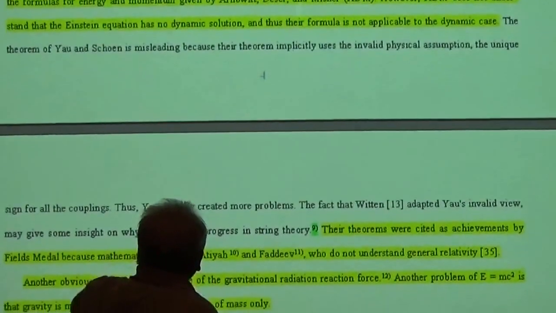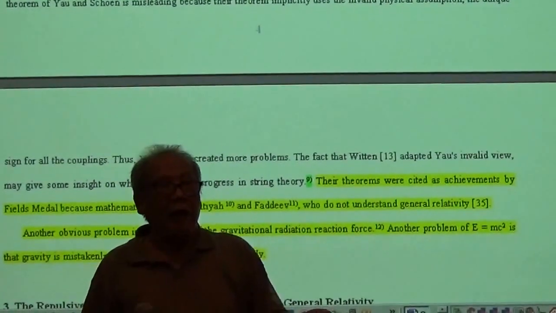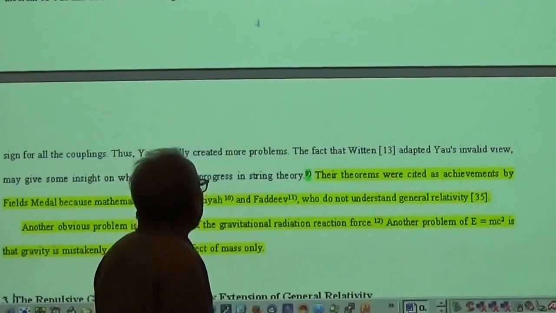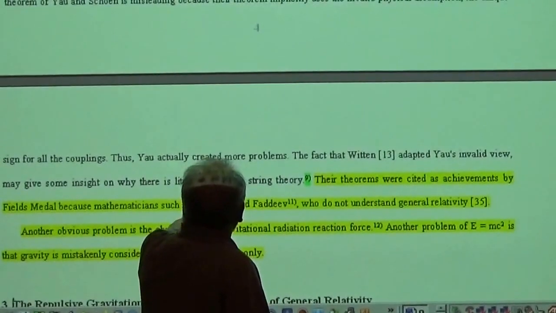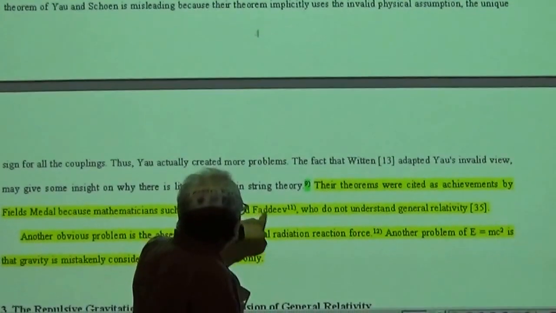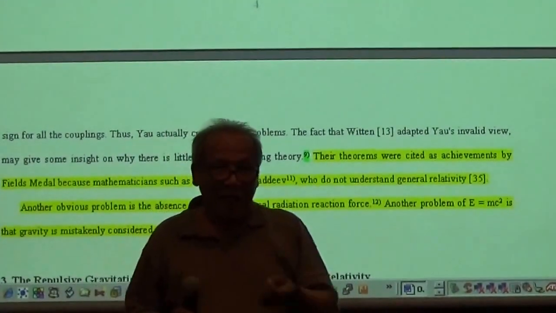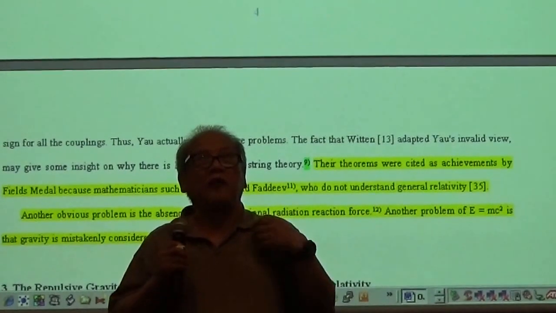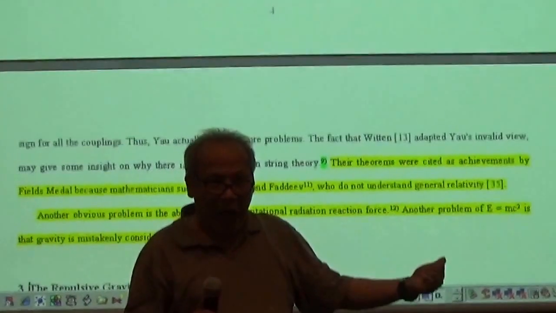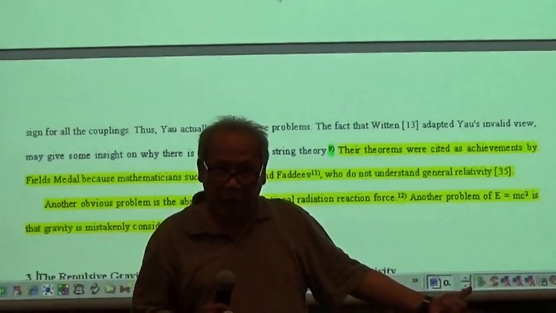So that's what happened to them. And on top of that, that's why there are so many problems in general relativity. People don't understand general relativity, they start to mess up. For instance, Atiyah and Fedosov, those two guys, one of them is in charge of the Fields Medal. They gave the Fields Medal to Yau and Witten. You know why? Because they don't understand general relativity.